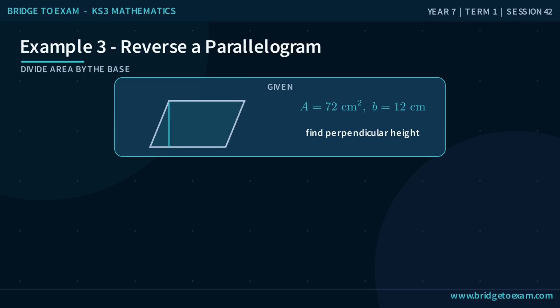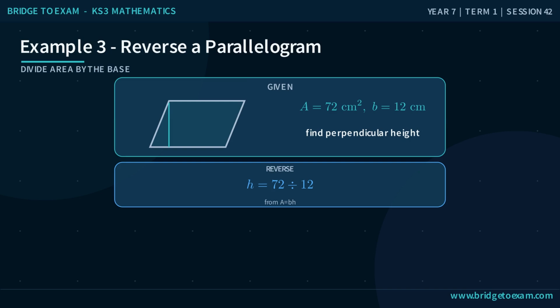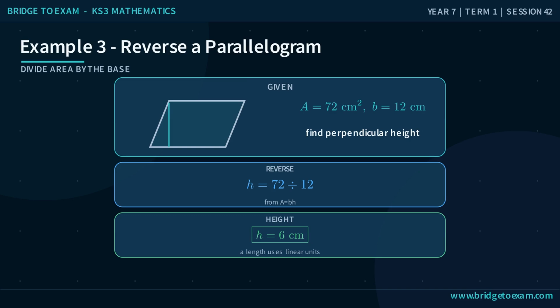A parallelogram has area 72 square centimeters and base 12 centimeters. Reverse base times height. Height equals 72 divided by 12. The perpendicular height is 6 centimeters.